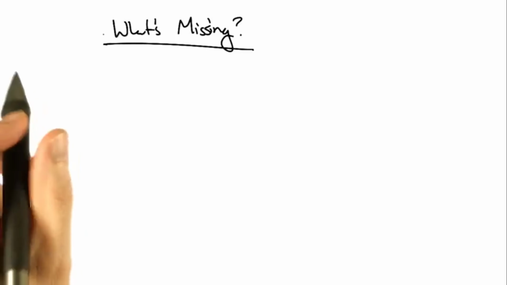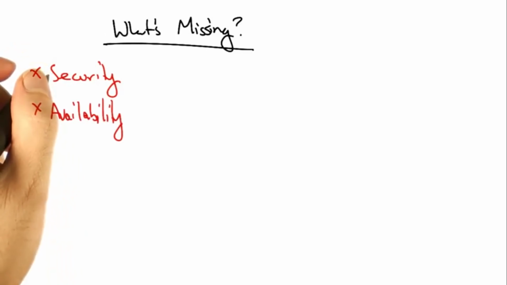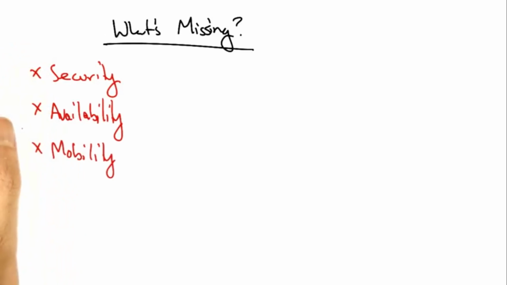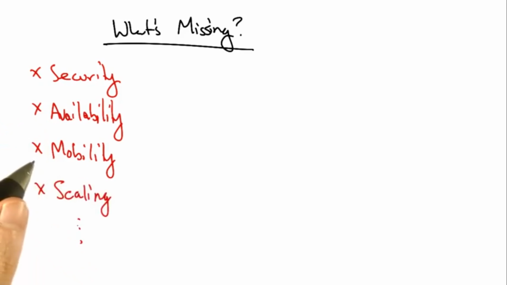It's also worth noting what's missing from Clark's paper. There's no discussion of security, there's no discussion of availability, there's no discussion of mobility or support for mobility, and there's also no mention of scaling. There are probably a lot of other things that are missing, and it's worth thinking about on your own some of the other things that current internet applications demand that are not mentioned in Clark's original design paper.